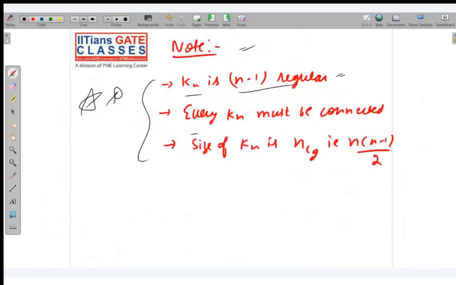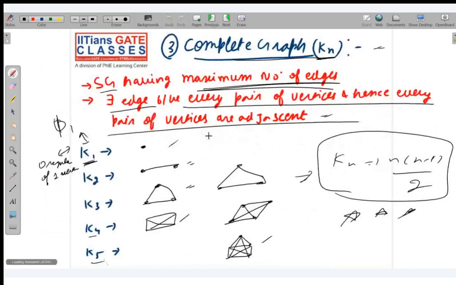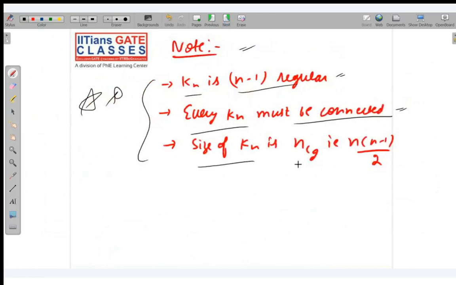Every Kn must be connected. Obviously, how will you make a complete graph disconnected? Never, because every pair of vertices is adjacent, so you cannot make an isolated vertex. Size of Kn is nC2, that is n into n minus 1 by 2. Size means number of edges. Order means number of vertices. Basic terms you should know.